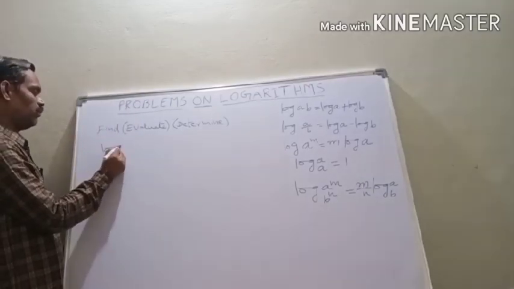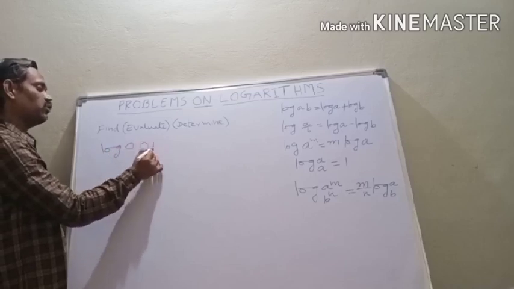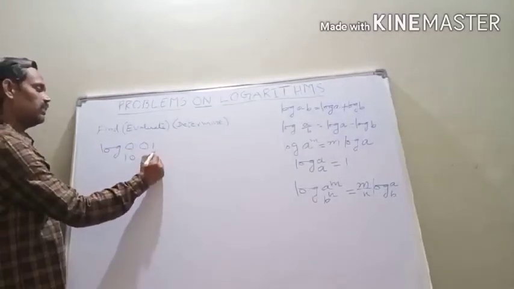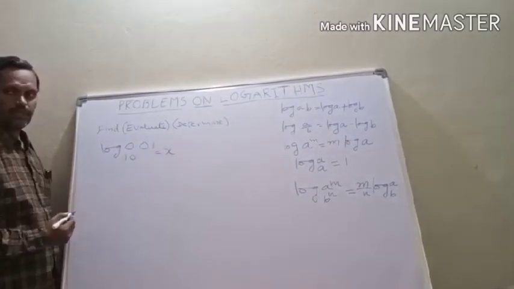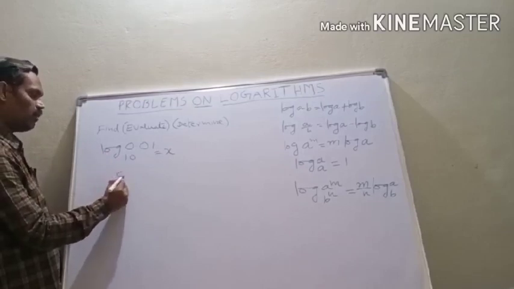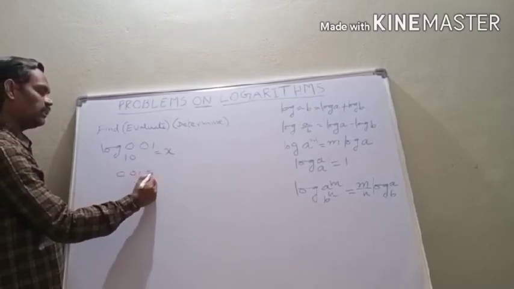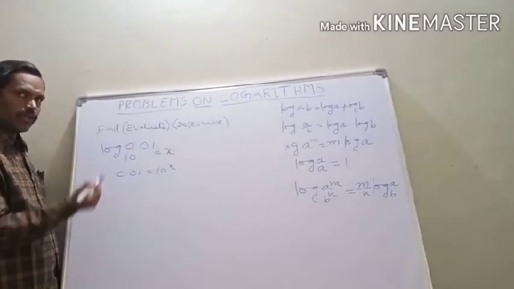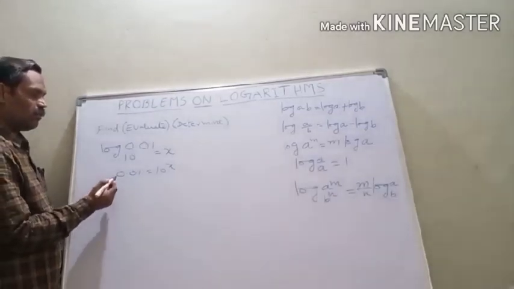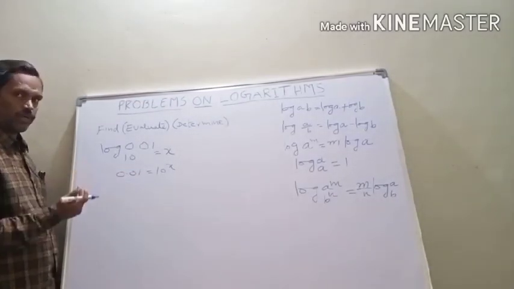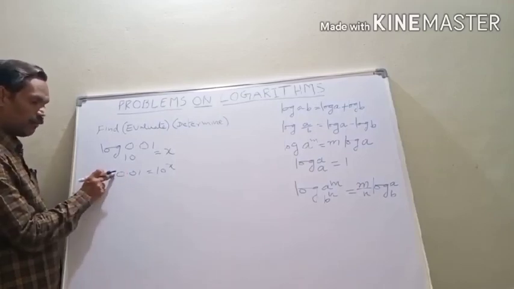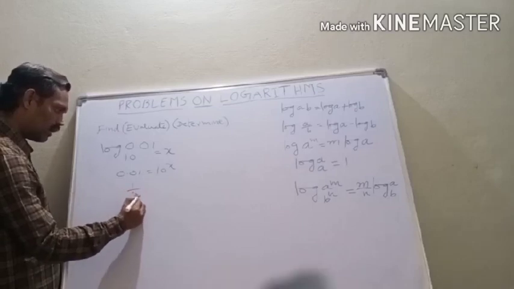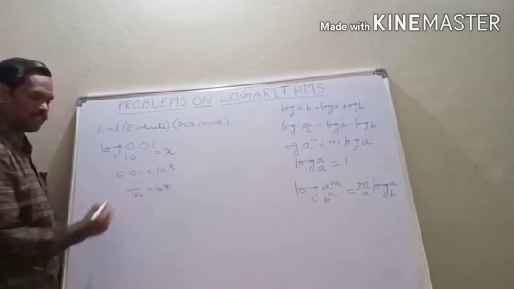We will take one more example, that is log 0.01 base 10. Let us take this value as x. Now come to the exponential form, that is 0.01 is equal to 10 to the power of x. This numerical can be converted into exponent form. Before that, you have to write the p by q form of this decimal. It is nothing but 1 by 100 is equal to 10 to the power of x.